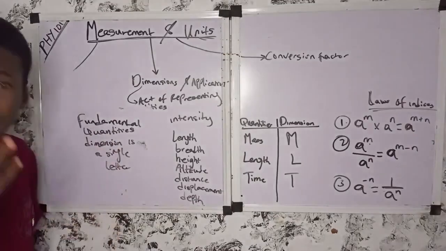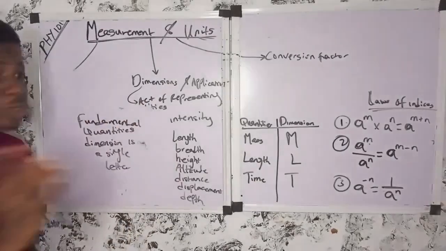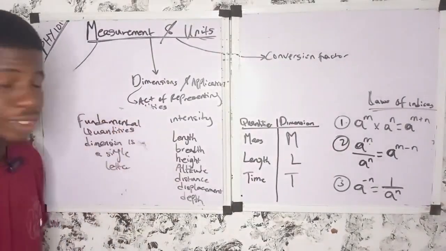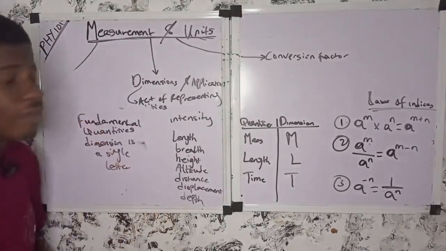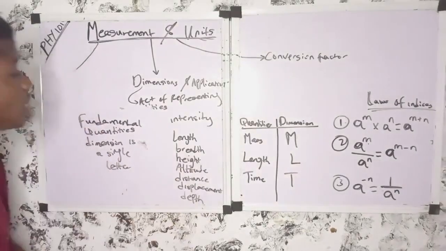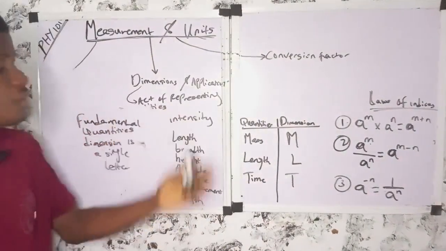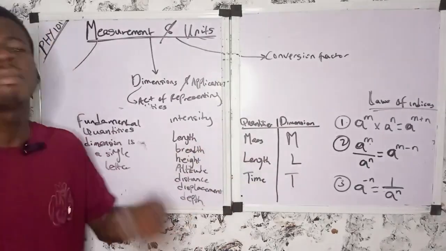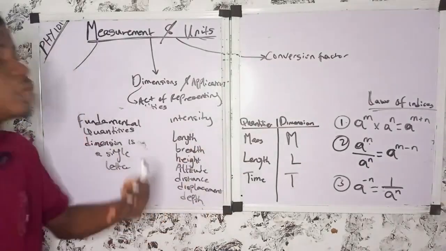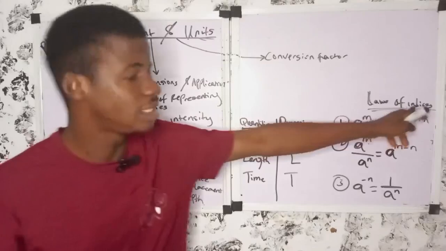But for derived quantities, their dimension is not a single letter. It's made up of more than one letter. This is because derived quantities are gotten when we add two or more fundamental quantities together. Now, let me teach you how to look for the dimensions of some quantities. Before we start, you need to have an idea of indices.